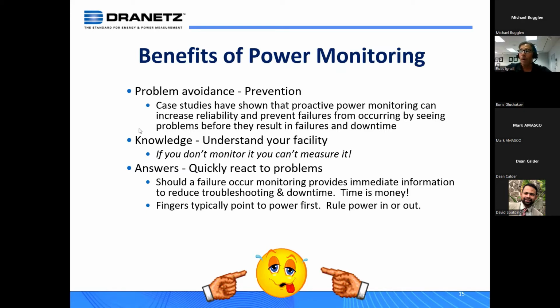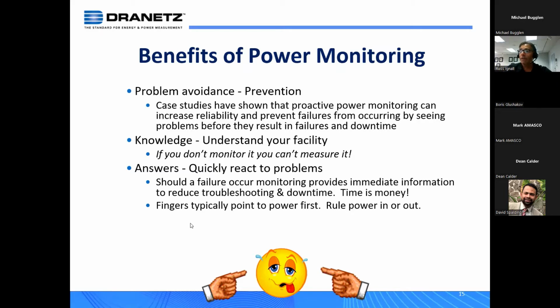Now, again, on a proactive basis, understand your facility. If you don't monitor it, you can't measure it. So you need to understand what's going on. Certainly, if you have a critical operation that's highly reliant on power and the quality of supply, not only how much you're consuming, but when you're consuming it, power monitoring helps you identify the quality of supply, how much you're using at each point, and whether those things overlap and are going to create an issue for you.